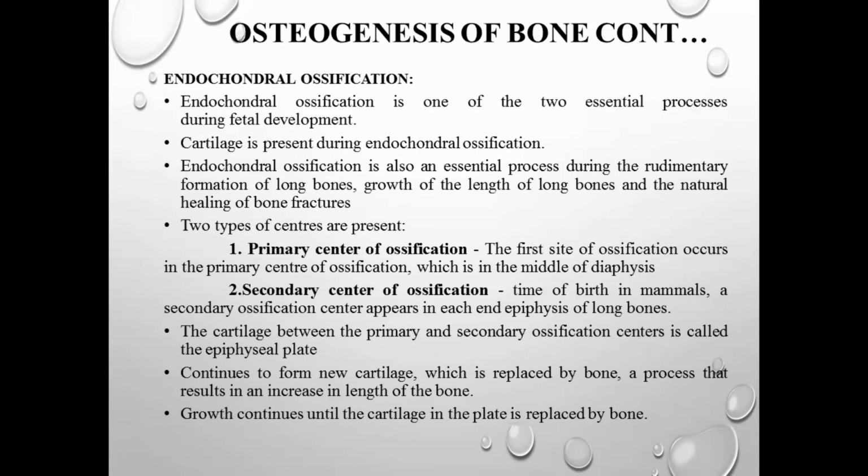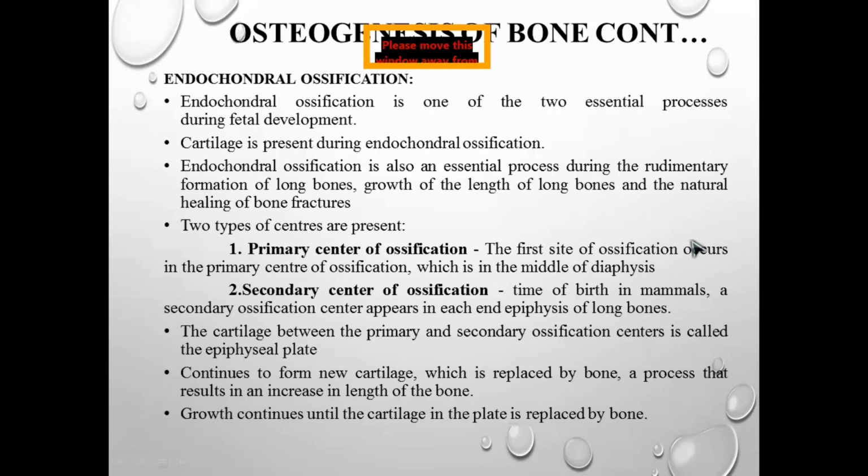There are two centers present in the endochondral ossification. One is the primary center of ossification, and the other is the secondary center of ossification. The first site of ossification occurs in the primary center of ossification, which is in the middle of the diaphysis. So now I think there is no diagram. You can recollect the femur bone structure. Now you can imagine where the diaphysis is.